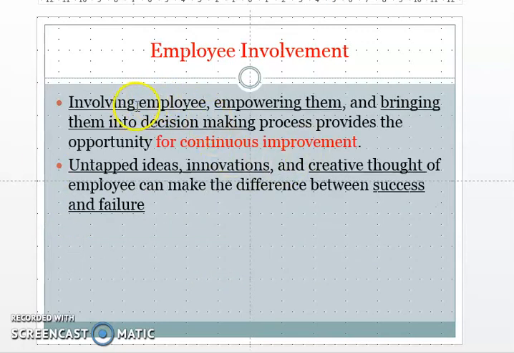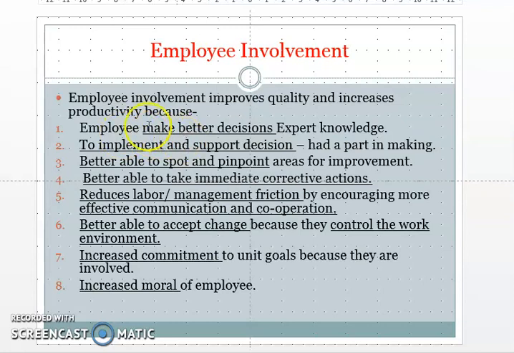After that, involving employees, empowering them and bringing them into decision making provides the opportunity for continuous improvement, and these untapped ideas, innovations and creative thoughts of employees can make the difference between success and failure. For that purpose, employee involvement is important, and apart from this quality increases. Due to this, quality and productivity are increased because the employees make better decisions as they are experts in knowledge. They implement and support decisions by taking part in the decision making.